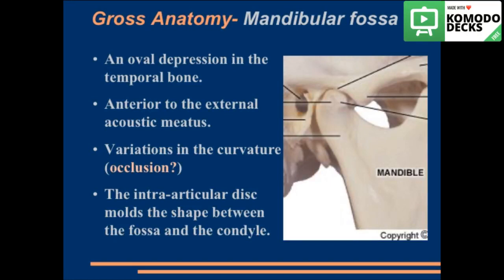So the mandibular fossa is the oval depression in the temporal bone, which is anterior to the external acoustic meatus. There are variations between individuals in the curvature of this fossa, which may be caused by the occlusion in each person. The intra-articular disc molds the shape between the fossa and the condyle, so it adapts to the shape.